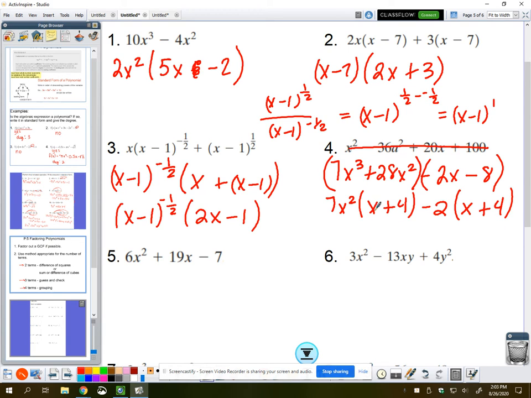All right, so now we have a common factor in these terms of x plus 4. And when I divide that off, I get these little pieces that were in front as what's left.